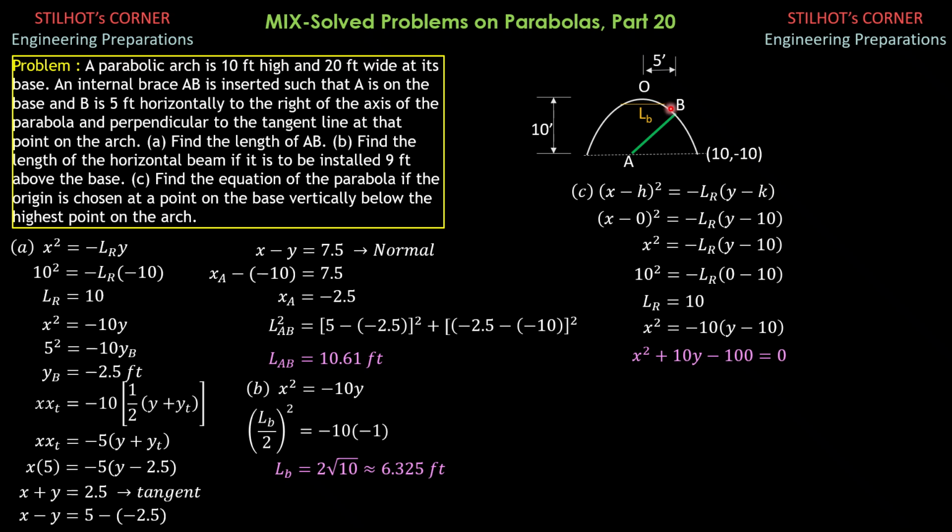The right end of the horizontal beam should also satisfy. The coordinates here would be half of LB, square root of 10, comma 9. So square root of 10 square is 10 plus 10 times 9, 90, minus 100. So 10 plus 90, 100 minus 100 equals 0. So that's it for this video.